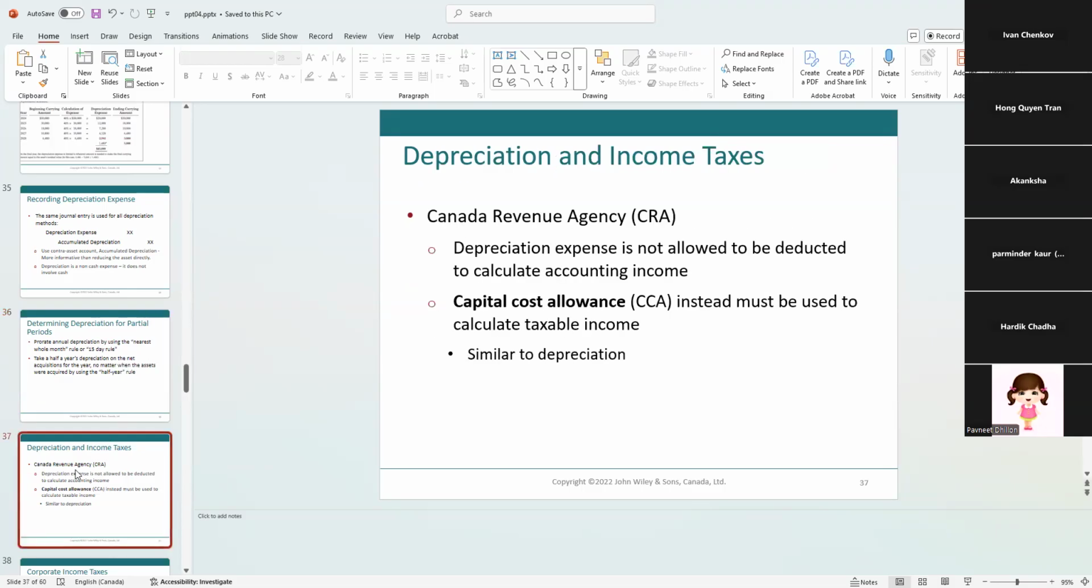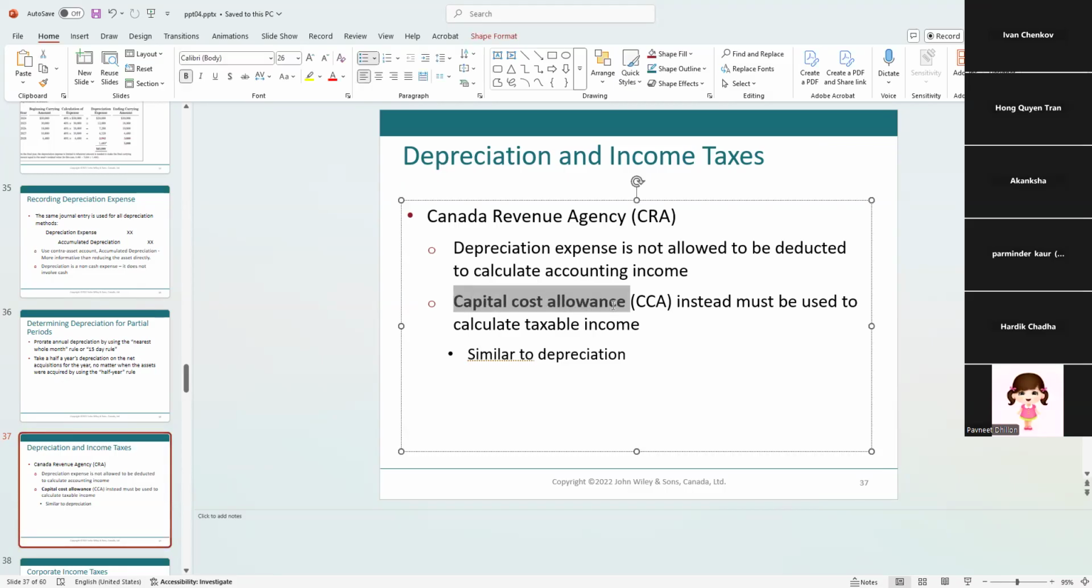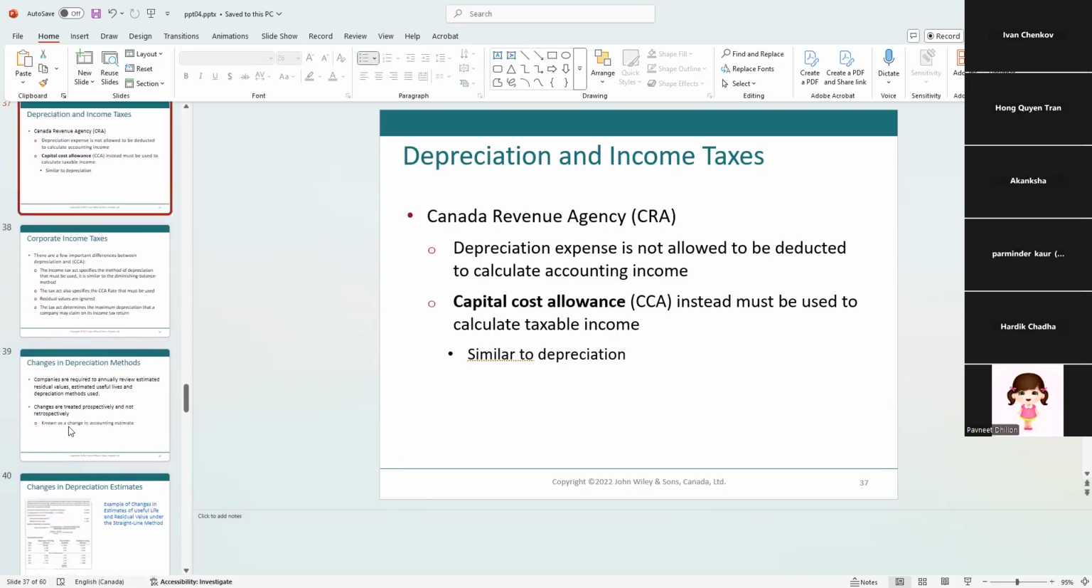Now, depreciation for tax purposes: Canada Revenue Agency doesn't allow depreciation expense. In fact, Canada Revenue Agency tells you how much to deduct from your asset for tax purposes, which is called capital cost allowance.